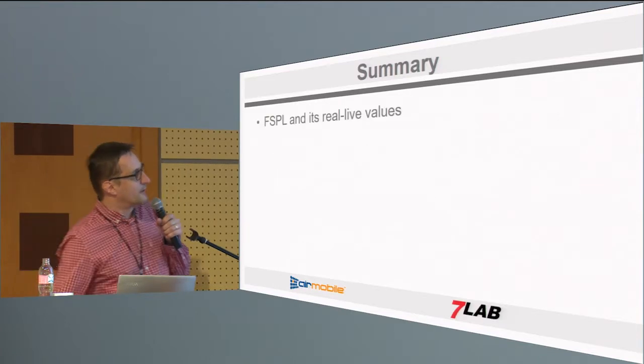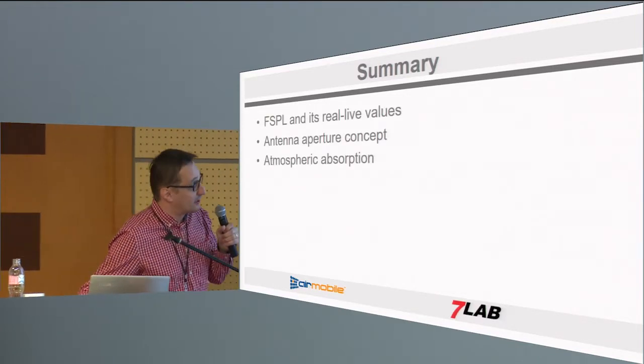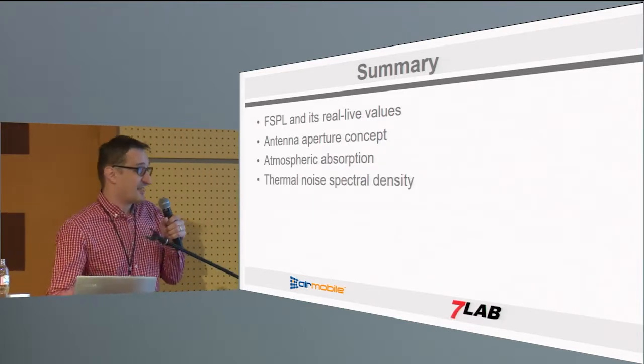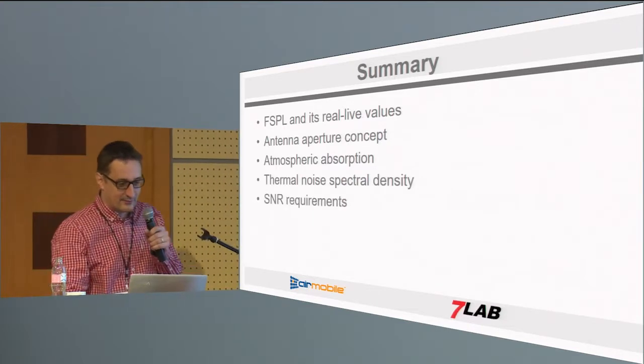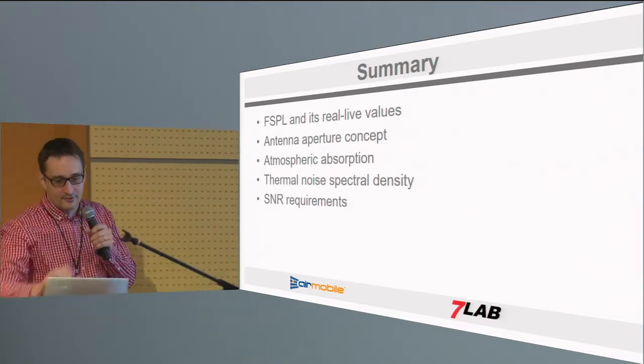All right, so I guess be brave and use bels. No, don't. The real values, the antenna aperture concept, atmospheric absorption doesn't really matter so much now. Thermal noise spectral density really is the most important part to understand noise.